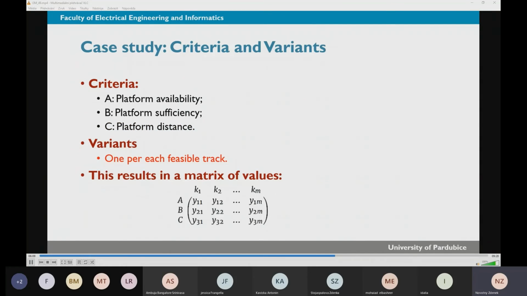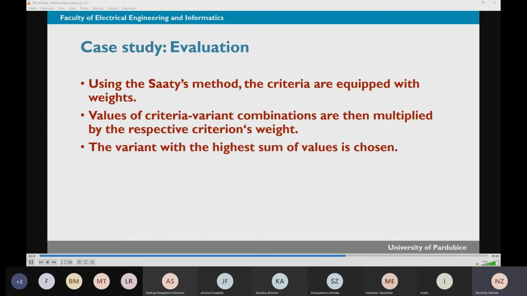A variant, in this case, is basically any track which is available for the train. This creates multiple combinations of variants and criteria, which can be illustrated as a matrix. Criteria are assigned weights. In this case, the SATIS method was utilized. Each variant is then assigned a value of each criterion, and these values are weighted according to the weight of the respective criterion and summed together. The calculation is further discussed in the full paper. Of course, the variant with the highest total value is considered the best.